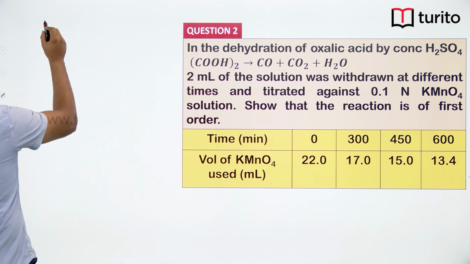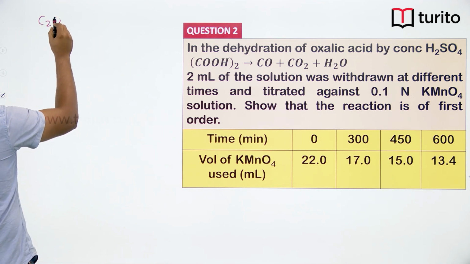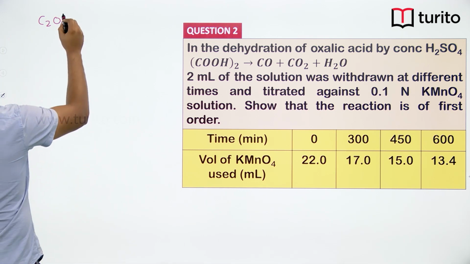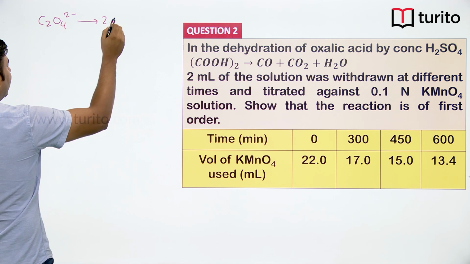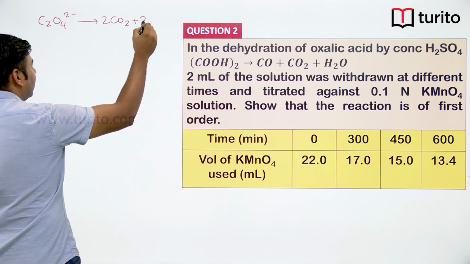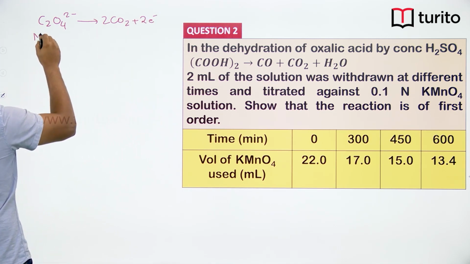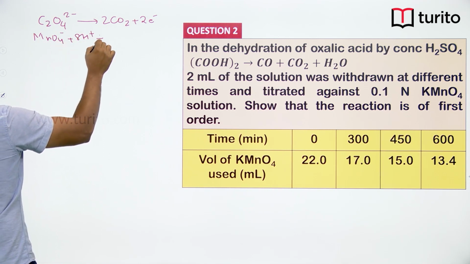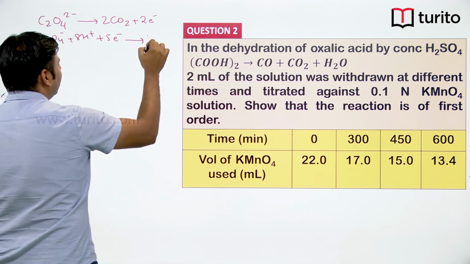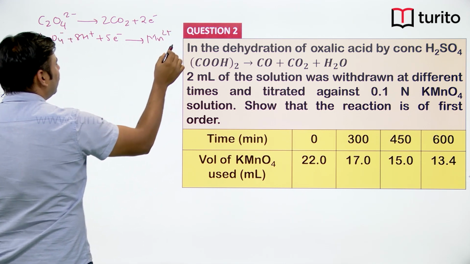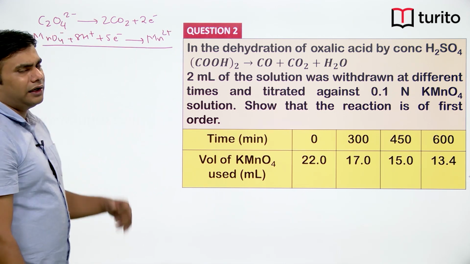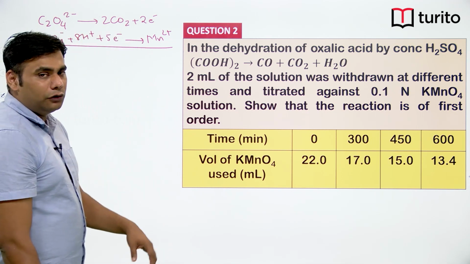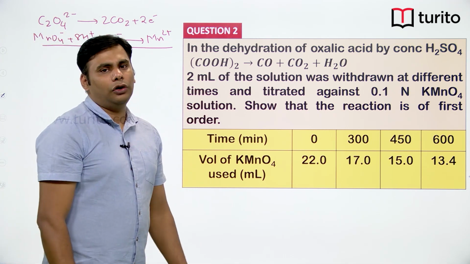So basically KMnO4 and oxalate ion would undergo an oxidation-reduction reaction. We know that oxalate would be breaking into CO2 and 2 electrons, whereas KMnO4 would be changing into Mn2+. So this is the idea from redox. Even if you don't know the idea of redox, you can still answer this question. Whenever we are adding KMnO4, it is titrating the oxalic acid.